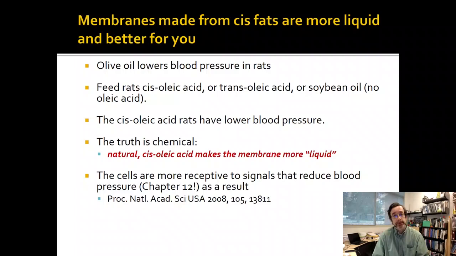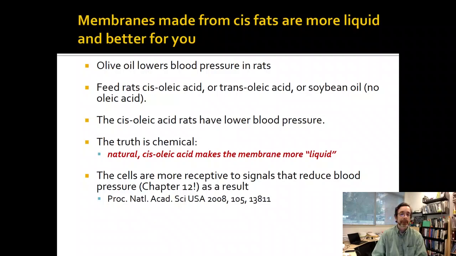Because the receptors don't work as well when there's a lot of trans fats in the membrane, that is one of the reasons why blood pressure signals don't get through the membrane as well. It's kind of amazing to me that this matters, but the trans versus cis, according to this experiment, does matter, and sending a signal depends on getting that signal through the membrane, and that depends on a bunch of conformational changes that depend on a liquid membrane. Pretty cool.